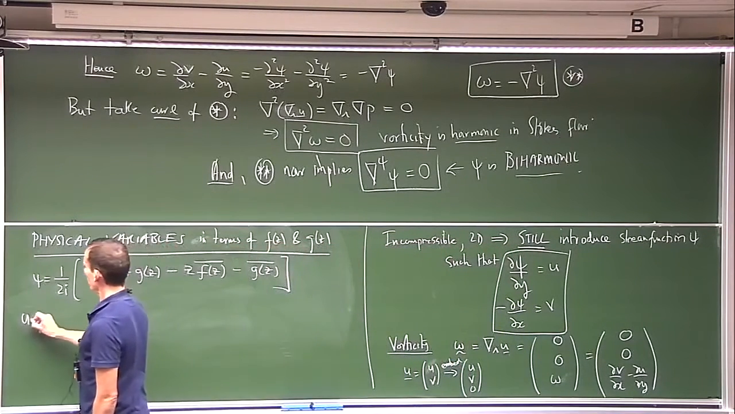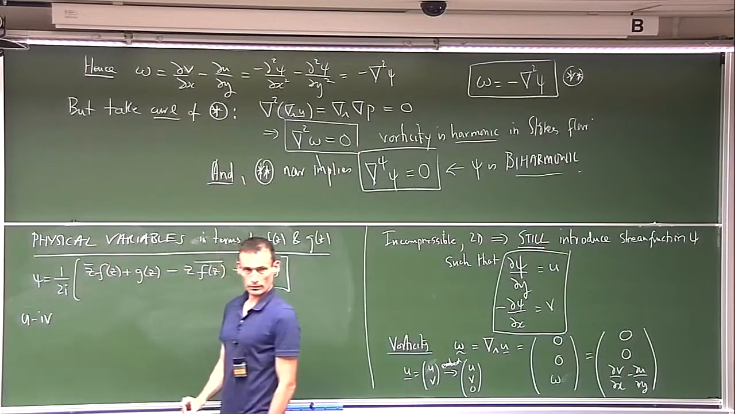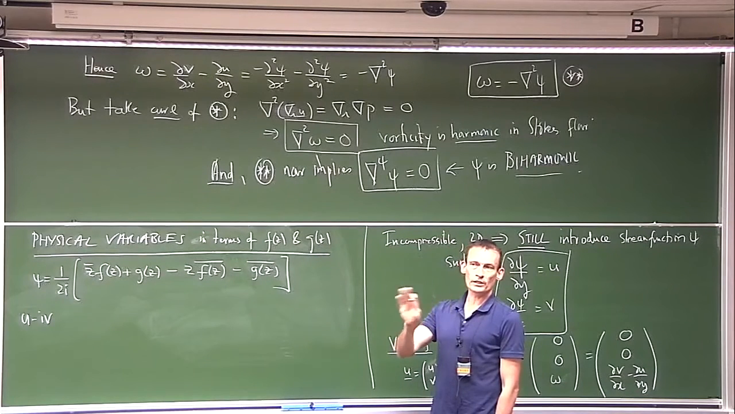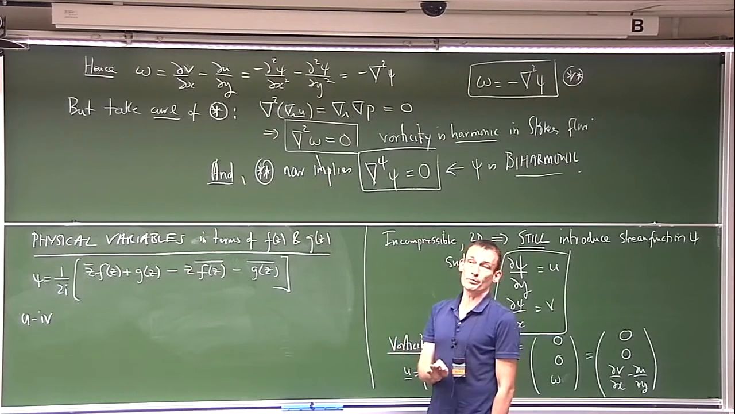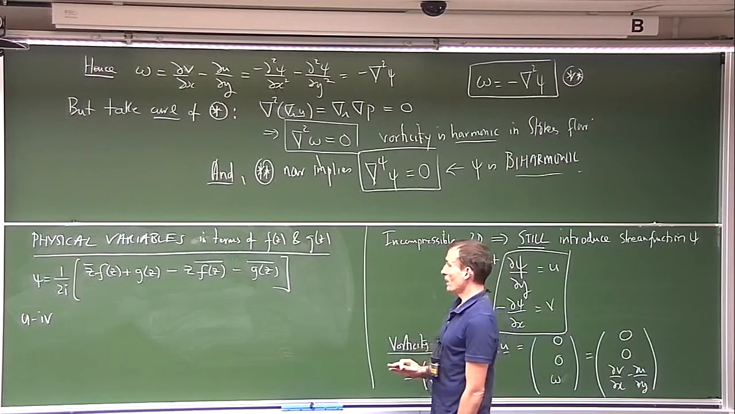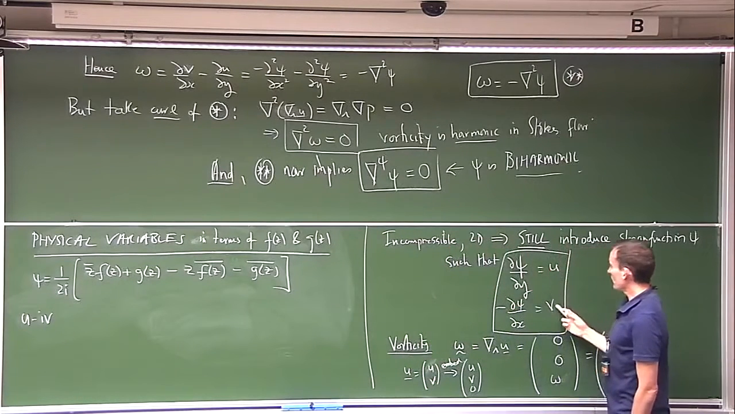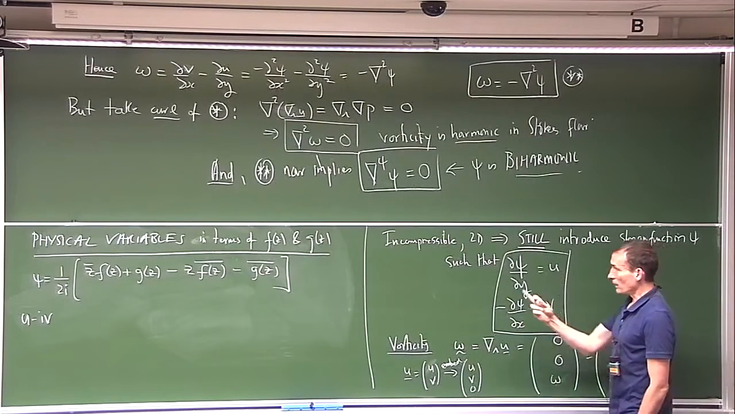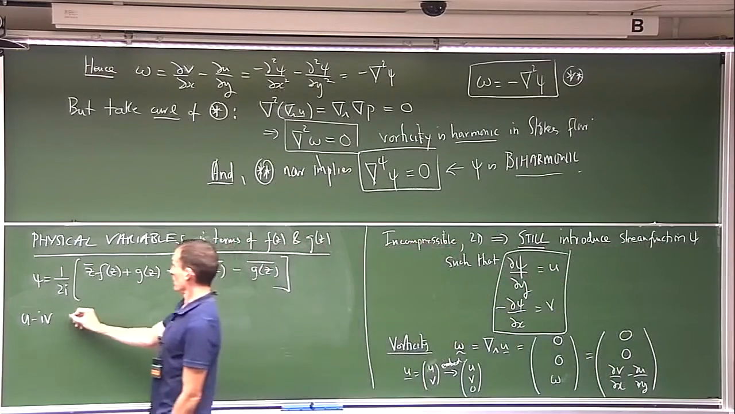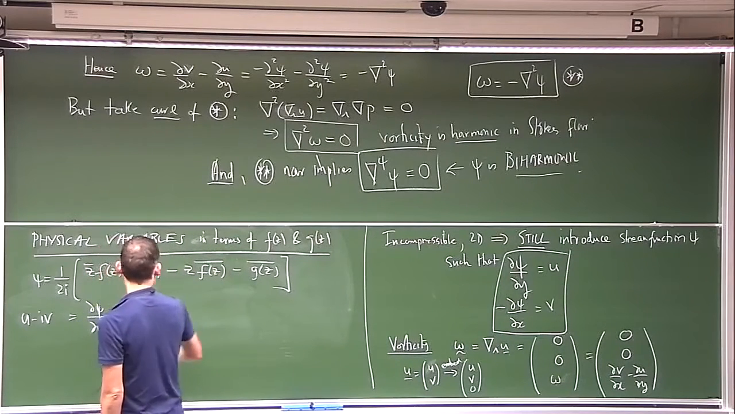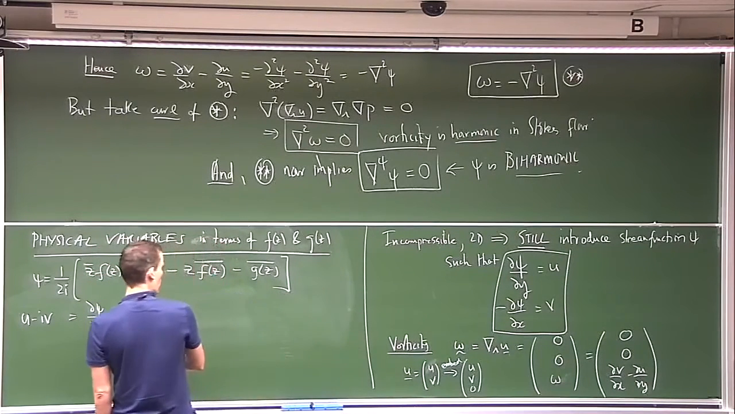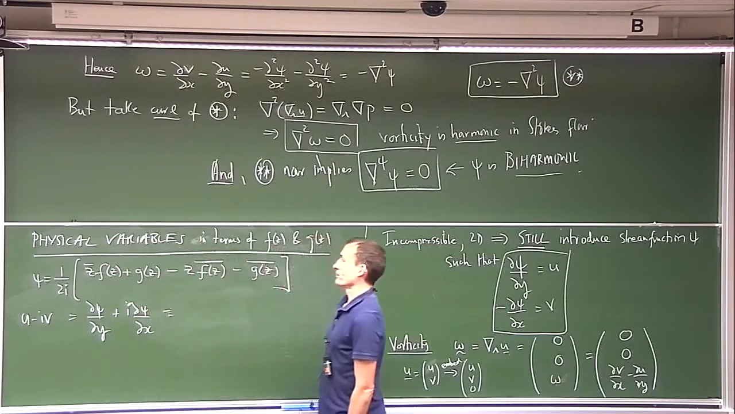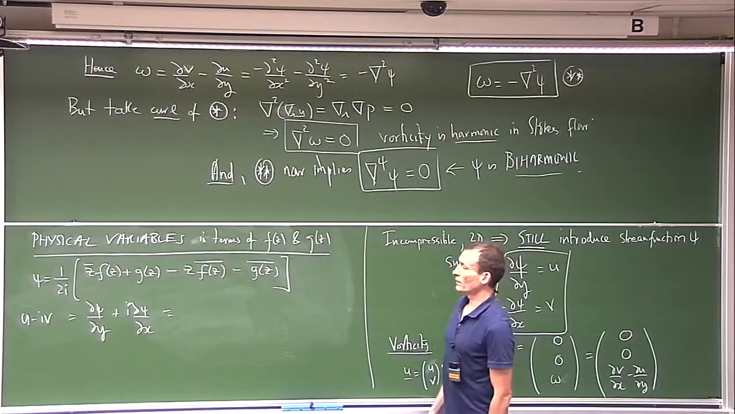So let's look at u minus iv. Okay, we know the stream function. Let's work out what the velocity is in terms of f and g. Well, remember, here's the velocity field in terms of psi. So u minus iv is ∂ψ/∂y plus i ∂ψ/∂x. Let's take the i outside.